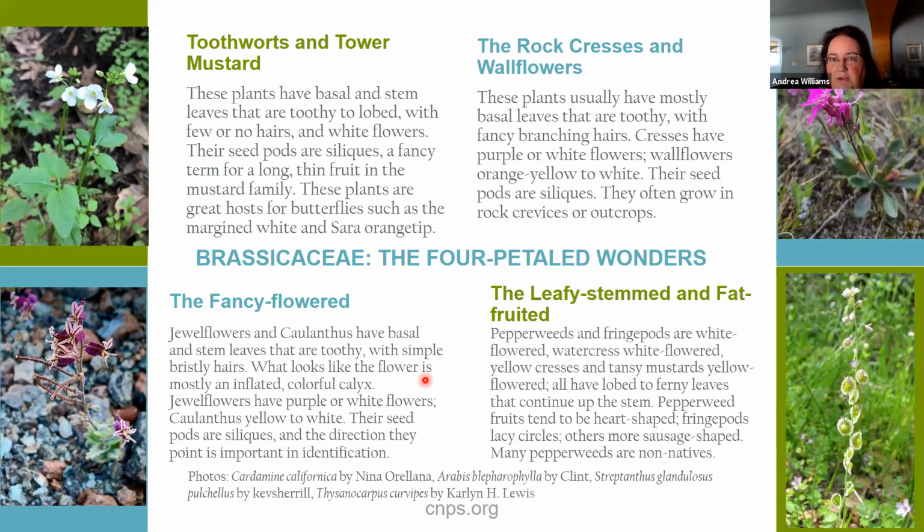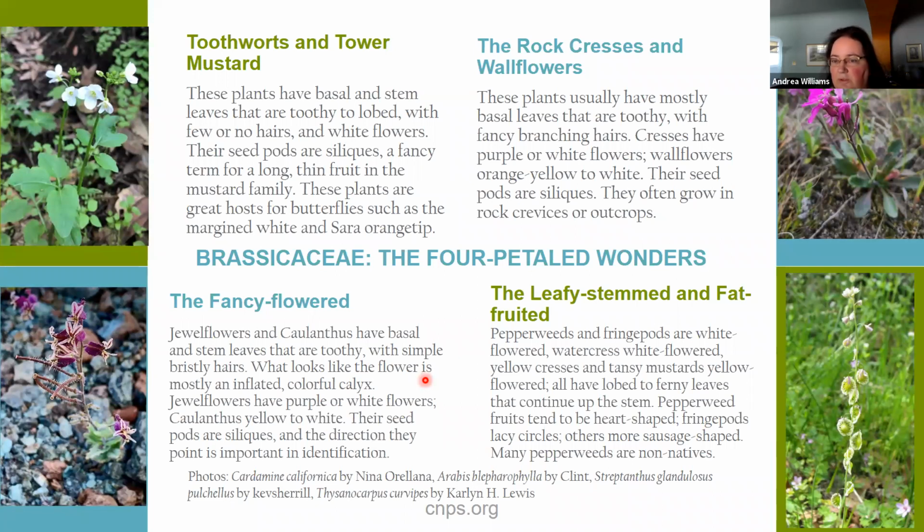Rock cresses and wallflowers often grow in rock crevices or outcrops, unsurprisingly. Generally mostly basal leaves, but not always. They're sometimes toothy, and a lot of times they have these fancy branching hairs. And we'll see one of those later in the presentation. Cresses will usually have purple or white flowers, and wallflowers orange, yellow to white. Wallflowers often taller and not in rock crevices or outcrops.